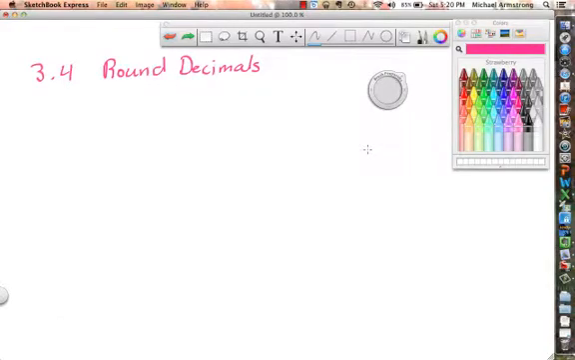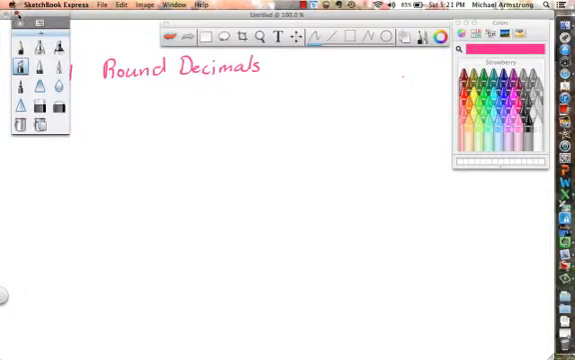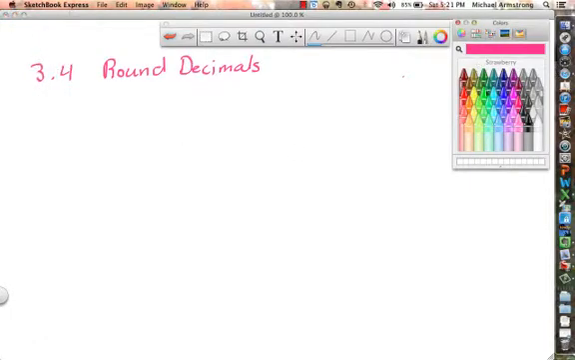Okay, chapter 3.4, round decimals. Rounding decimals works pretty well. It's similar to, not all that much different than rounding regular numbers. So let's review really quickly what it looks like to round other numbers.